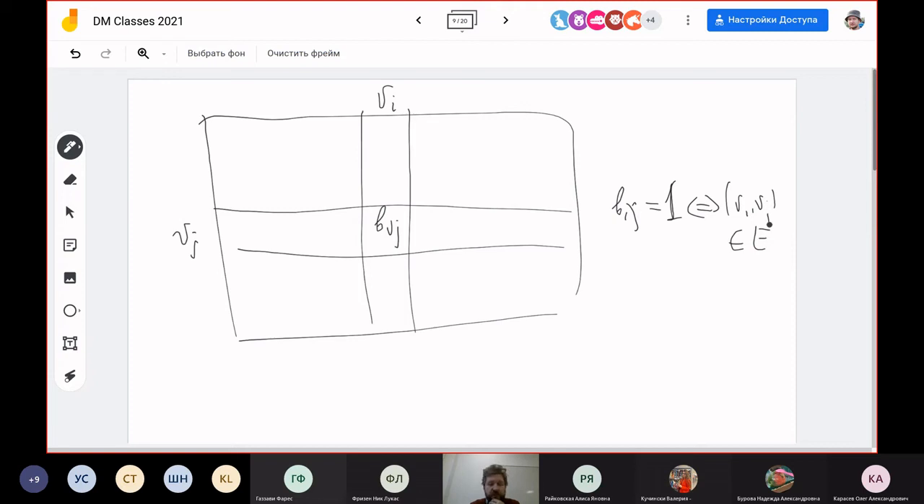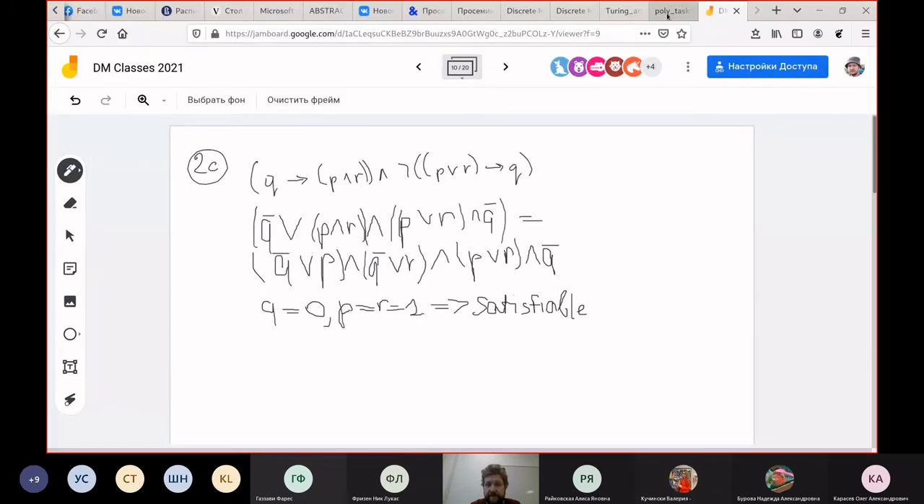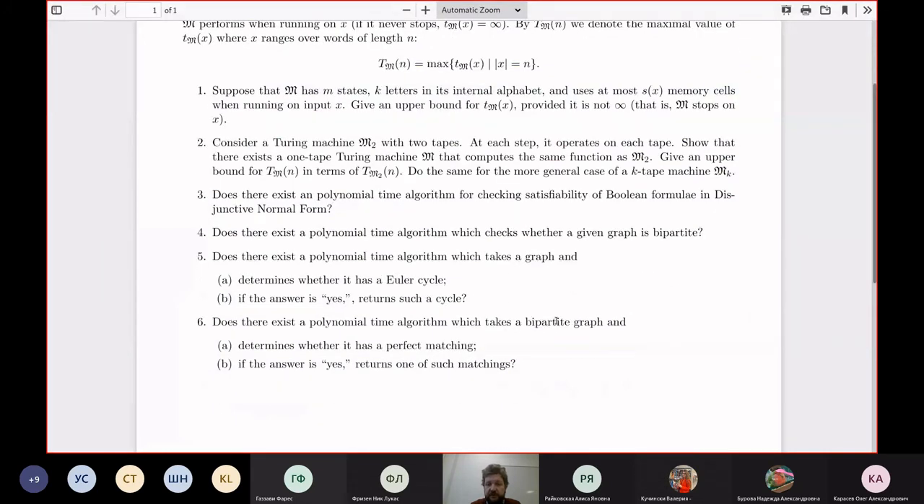We will show the corresponding notions. I will just formulate them. Okay, let's do problem 5, checking for the existence of an Euler cycle.